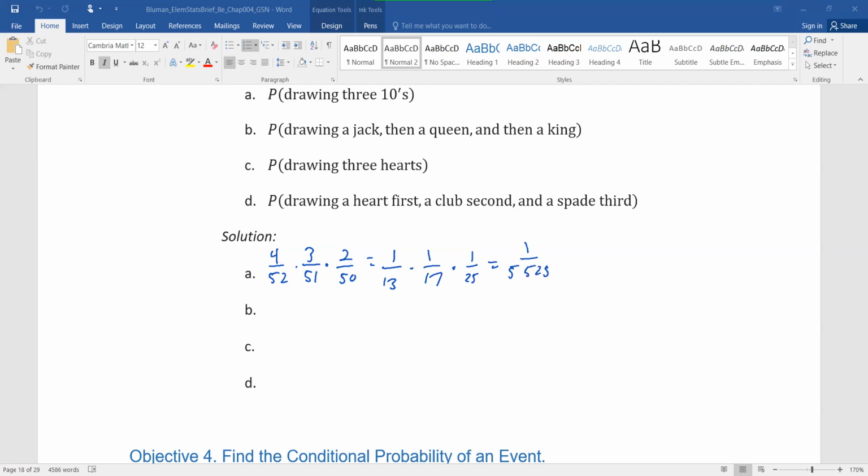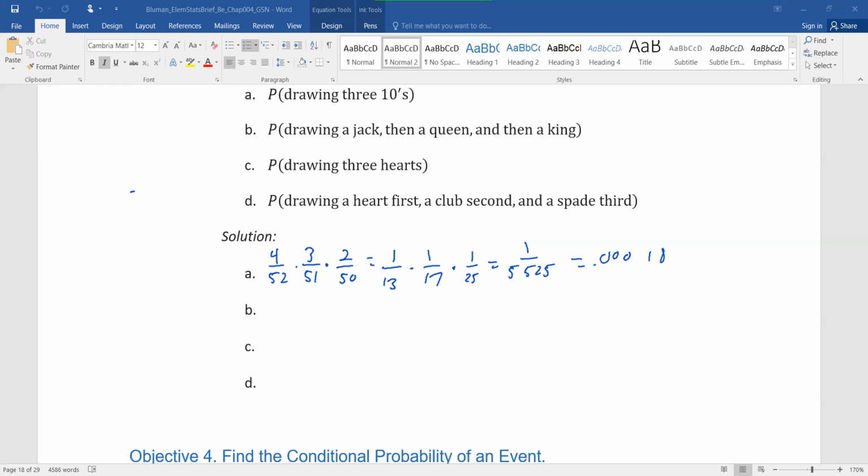All right. If we then needed to turn that into a decimal, that would just be 1 divided by 5525. Ooh. All right, so that's e to the 4th. So that means I need to move that decimal 4 times to the left. So that would be 0.000. We'll just go with 1/8.